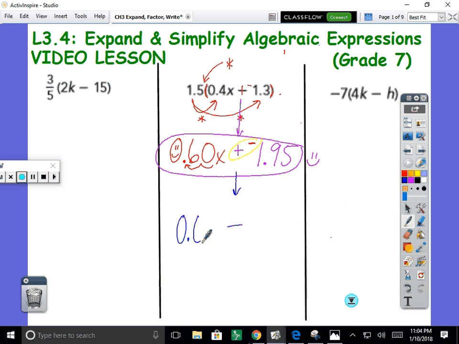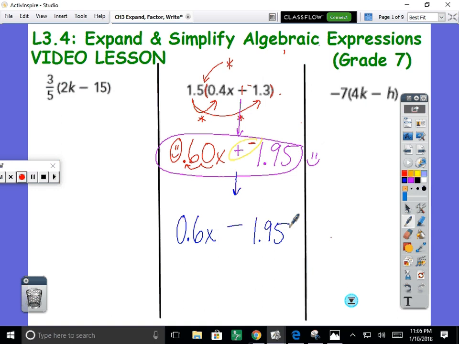So I have 0 and, you know what? I don't even have to write this extra 0 on here, do I? That's just a placeholder in the hundreds place. So I could really simplify a little more and say, this is 0 6/10 x. And instead of plus a negative, I'm going to show this as subtraction. And I'm going to take away the 1 and 95 hundredths.